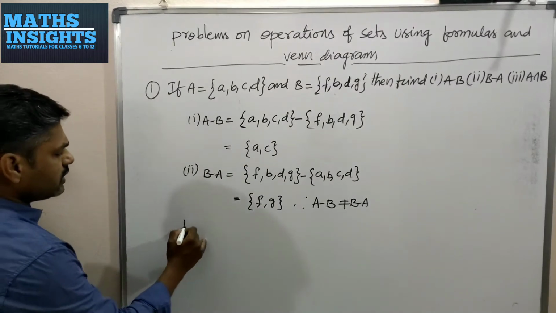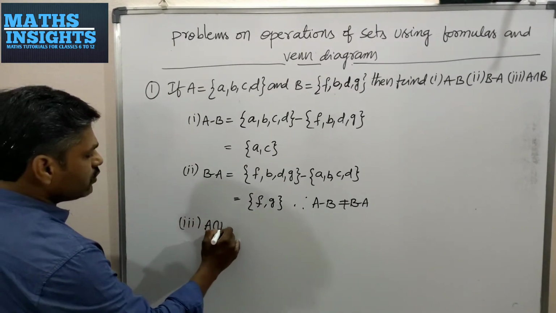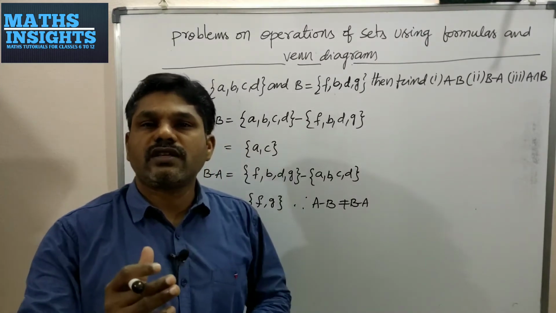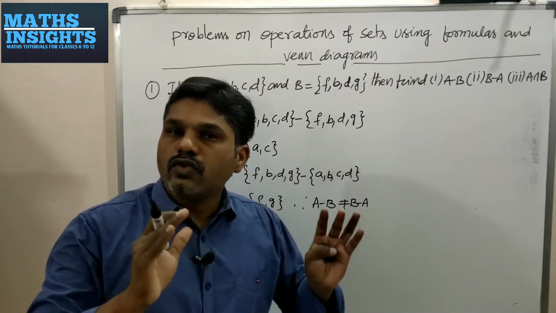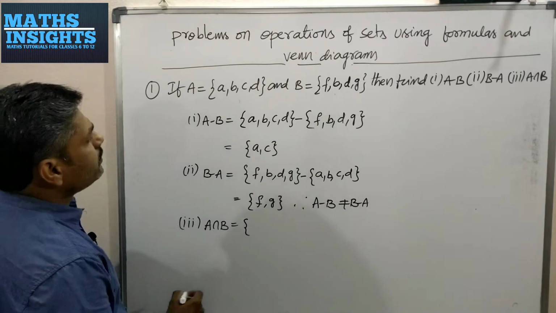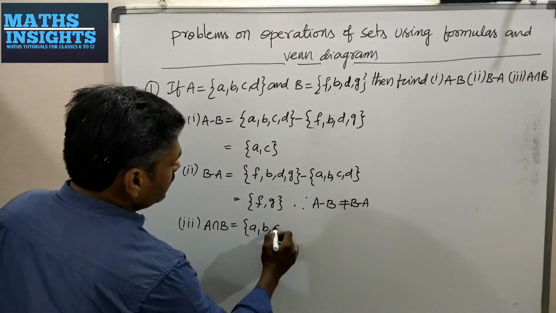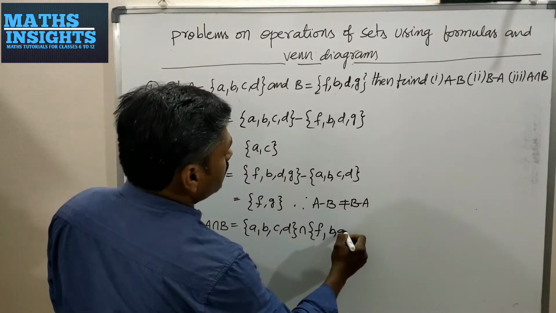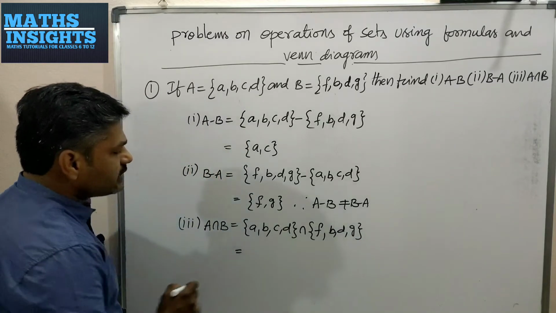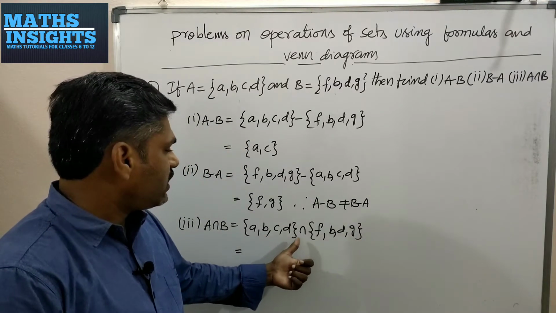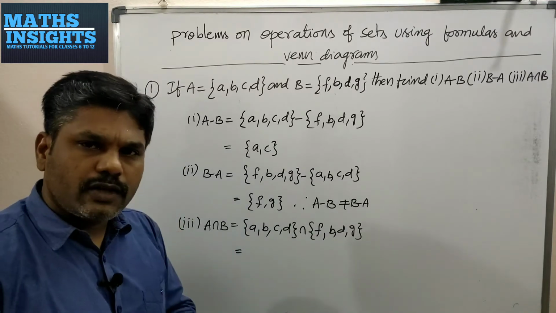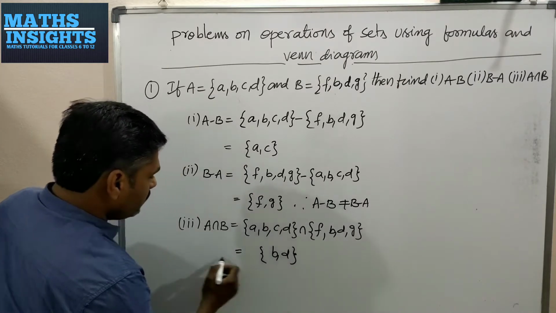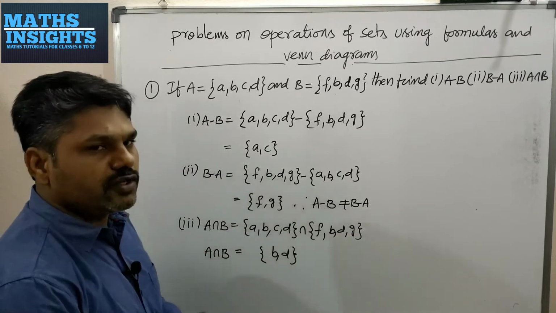Similarly, coming to the third one, A intersection B. You know, the intersection of two sets is nothing but a new set which contains the common elements of both sets. You have to write the elements of the set A first, A, B, C, D intersection F, B, D, G. You already discussed that two elements, B and D, are common to both sets A and B. Therefore, I will write those elements B, D, which represent the set A intersection B.